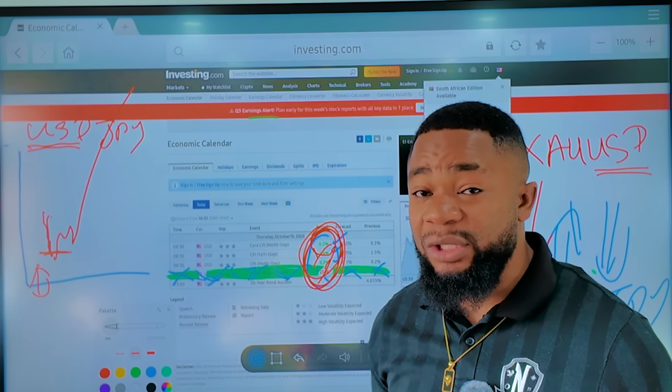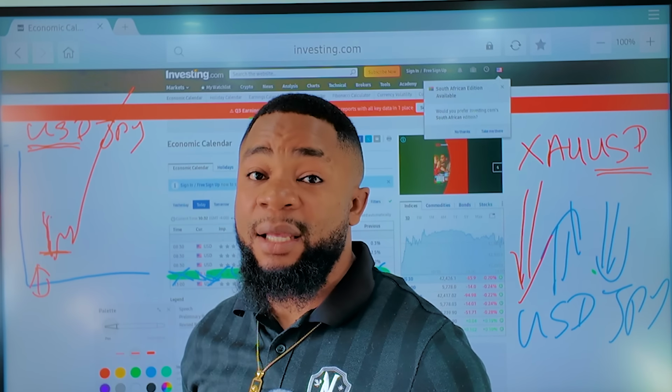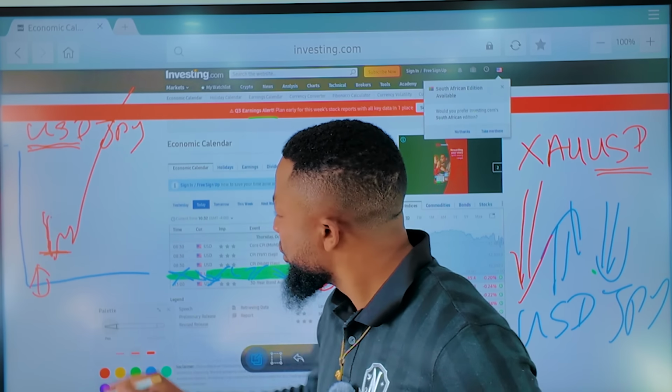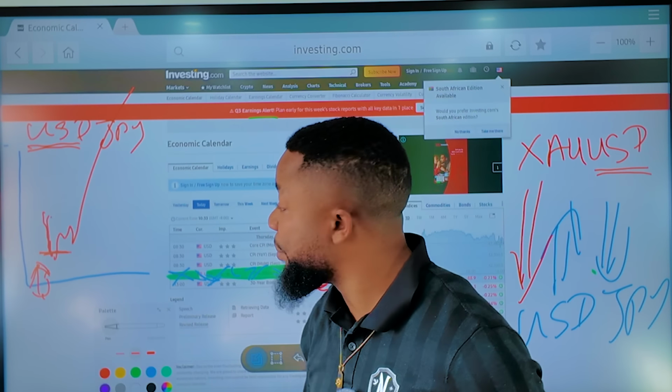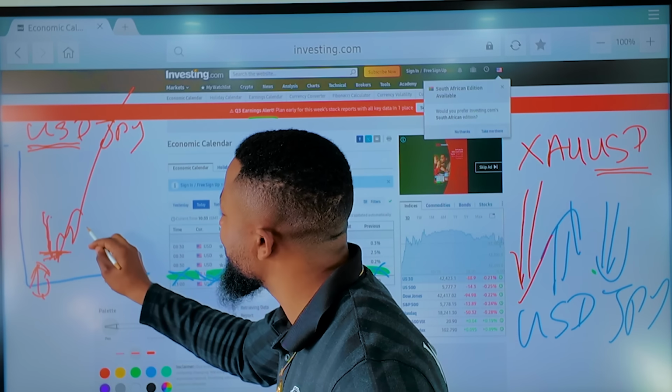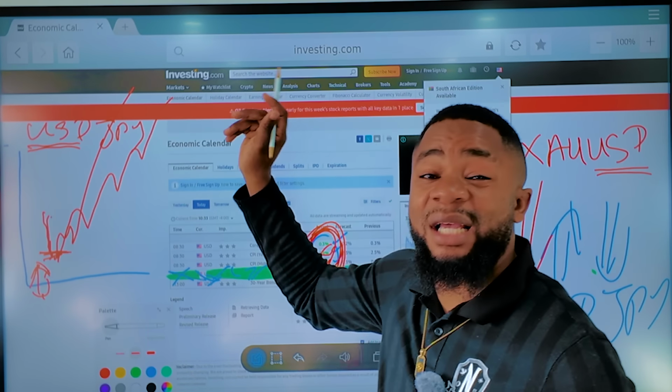Give about 50 pips for the market to breathe. Don't suffocate. This is a news event. The market is very, very volatile. Don't try to suffocate your trade. So you give about 50 pips for the market to breathe. You enter on a buy, and in most cases, boom, boom, the market is going to shoot up.